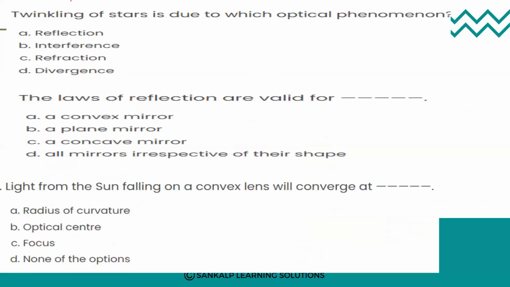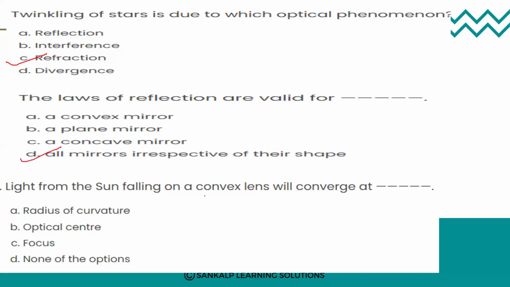Twinkling of stars. Twinkling of stars is due to which optical phenomenon? Whether it is reflection, interference, refraction, or diversion. So this is about refraction. Okay. The laws of reflection are valid for a convex mirror, a plane mirror, a concave mirror, all mirrors irrespective of their shape. Yes. So which option is right here? All mirrors irrespective of their shape.